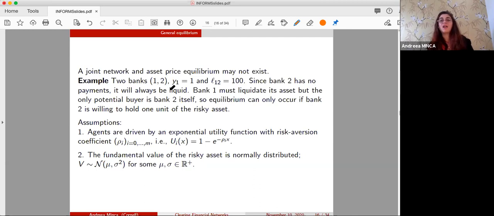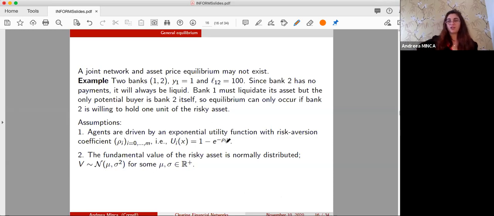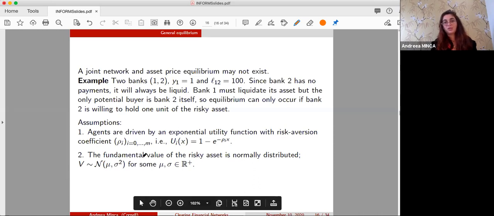And this may not be the case because the value that this risky asset will bring in period two is in fact a random value. It really depends on the risk aversion of bank two, whether it wants to hold this asset or not. So in the following, we're going to make an assumption on the utility of the banks from holding such an asset, and we assume that we have an exponential utility. It's a very convenient form, and rho I is the risk aversion coefficient of bank I, and this fundamental value of the risky asset is normally distributed, with some mu, the average, and sigma squared, the variance.